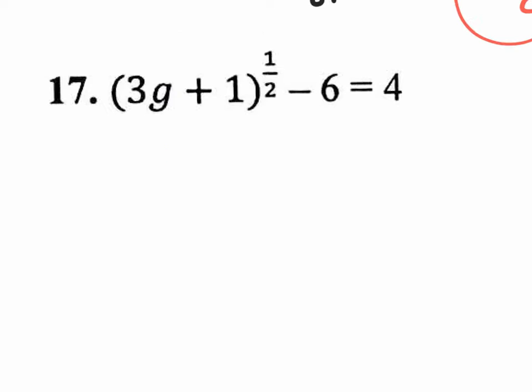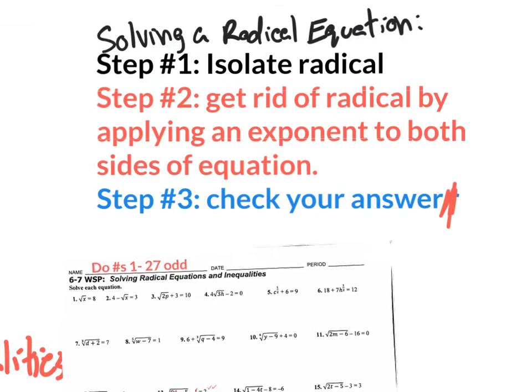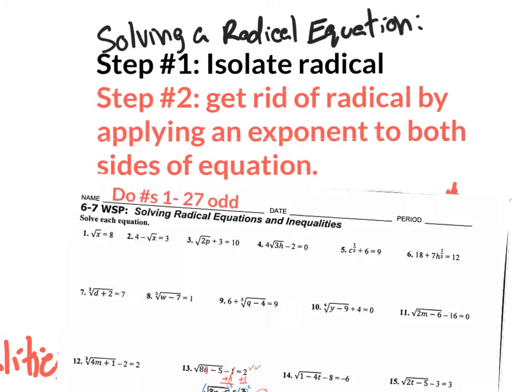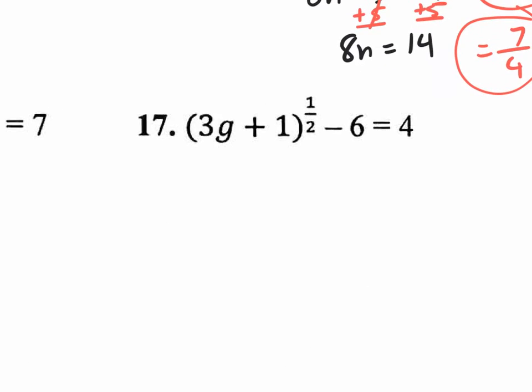No? Jumping to number 17, we have step 1, which is isolate the radical. That's what it says right here. Now, if you don't see a radical, it's the same thing as a rational exponent, right? A rational exponent is a radical. We need to isolate this rational exponent term, or isolate this radical. This is really a square root. So we need to get this by itself on the left side of the equal sign. We don't want this minus 6. So step 1 is to get that by itself by getting rid of the minus 6 by doing the opposite.